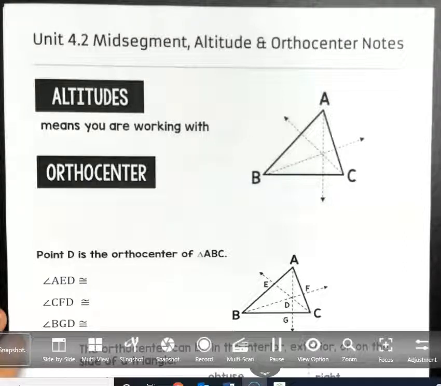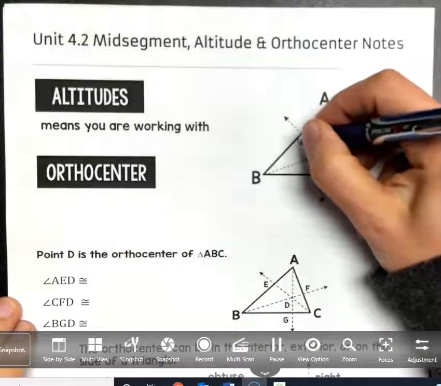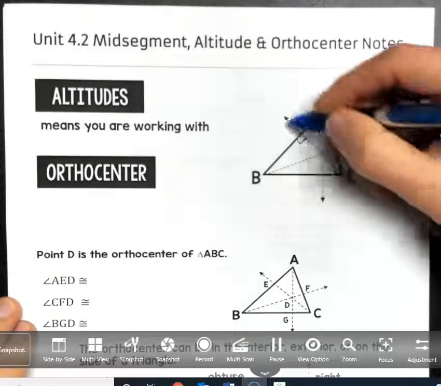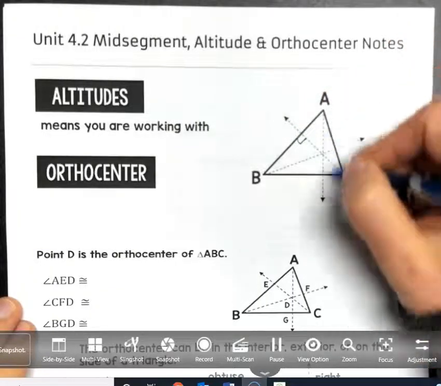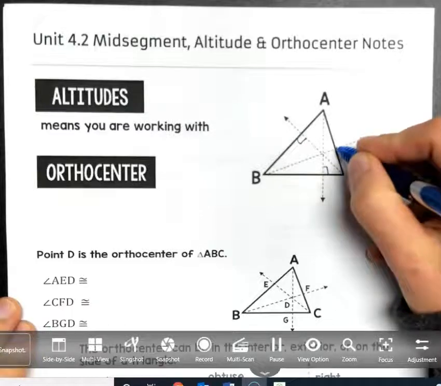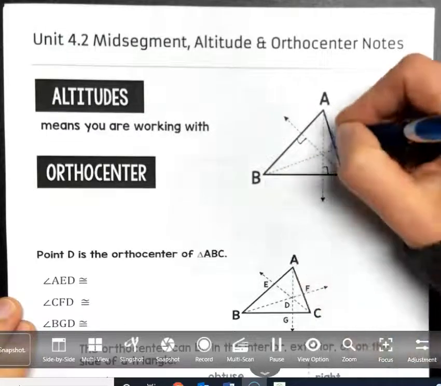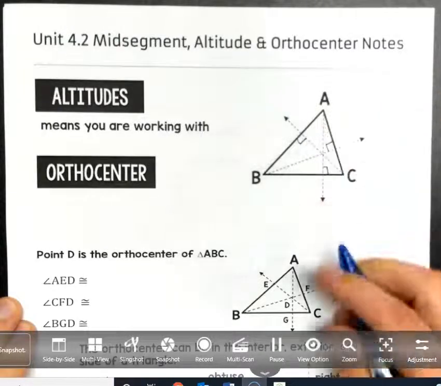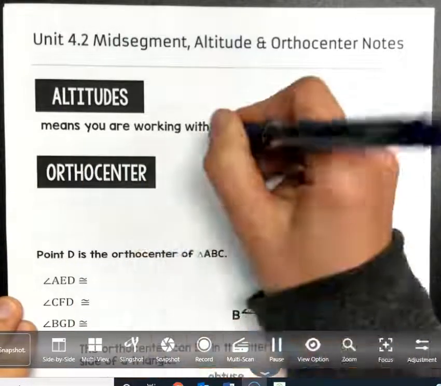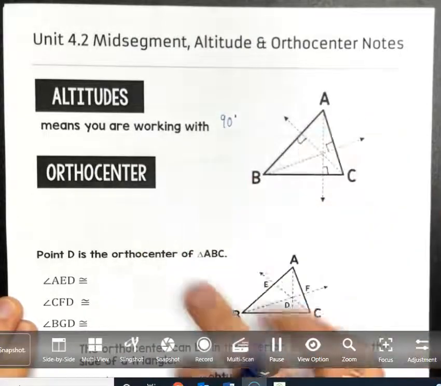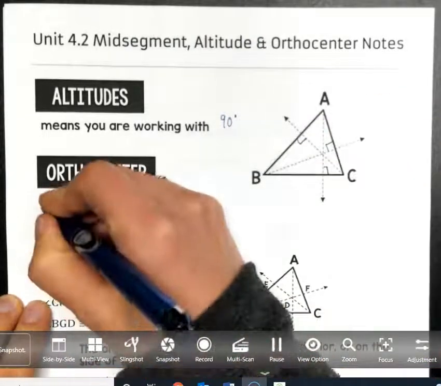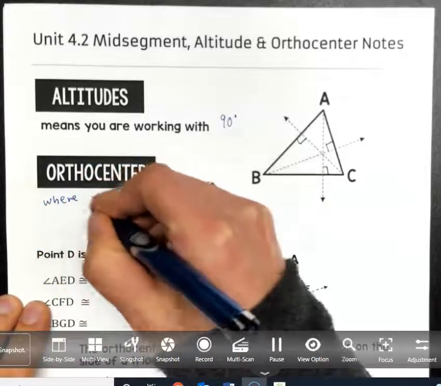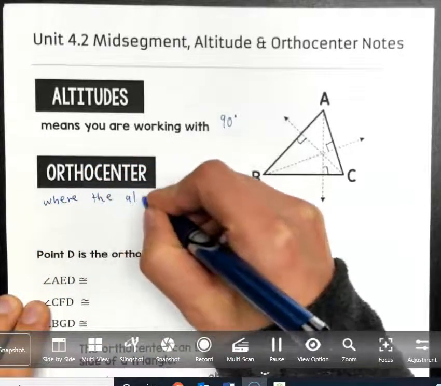Another thing we can use the altitudes for is to find the orthocenter. And the orthocenter is where all the altitudes meet. So you see how this is one altitude that passes through point C, here's an altitude that passes through point A, and here's an altitude that passes through point B. All of these altitudes have 90 degrees, so with altitudes you're working with 90 degrees. And the orthocenter is where the altitudes meet.